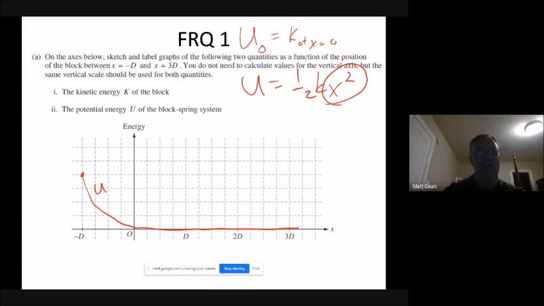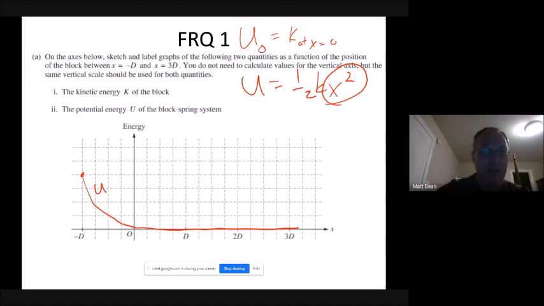Now, as far as kinetic energy goes, we're going to start off with 0 kinetic energy. And then the further out, to begin with, the rate of change of potential to kinetic is going to be really, really high, which means the slope of this kinetic energy line that I'm going to draw is going to be really steep at first. But then the closer the spring gets back to that equilibrium position, the 0 position, the rate of conversion is going to slow down. So the slope is going to moderate.